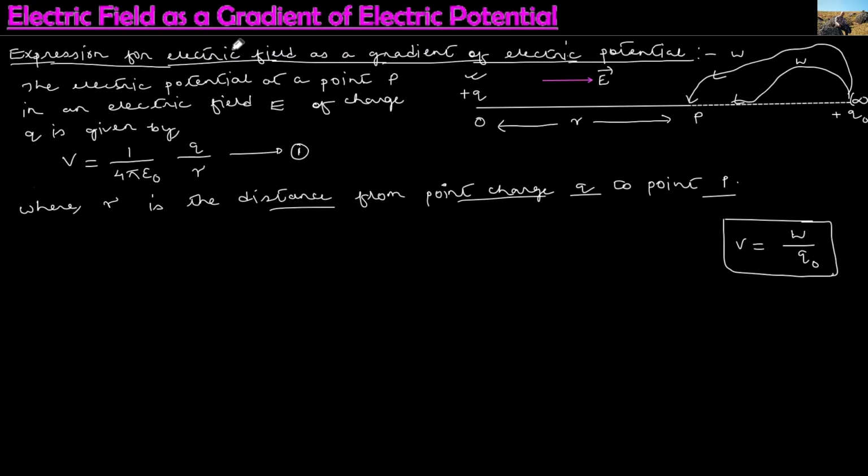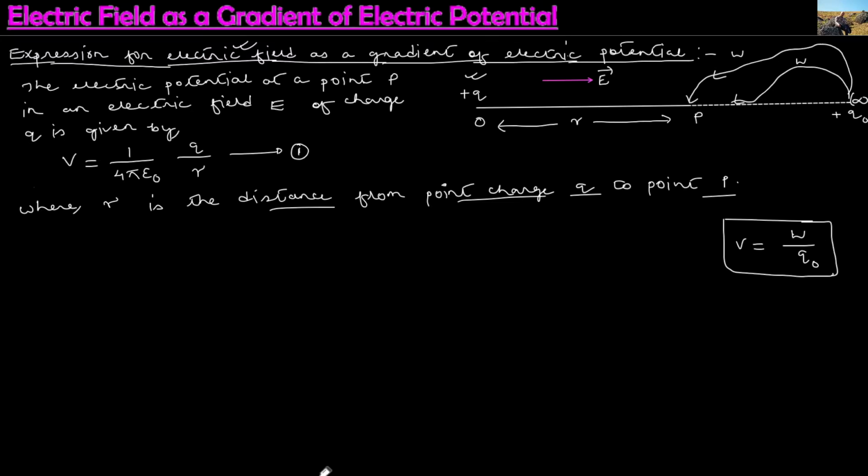If we want to find the relationship, how will we establish the electric field E from the given condition of V? How will you establish electric field from the given condition of electric potential? So what do you have to do?